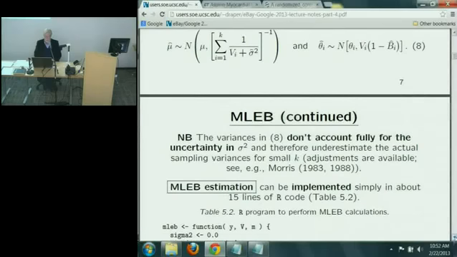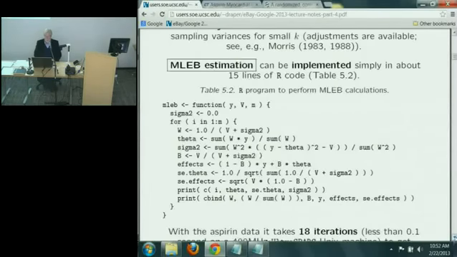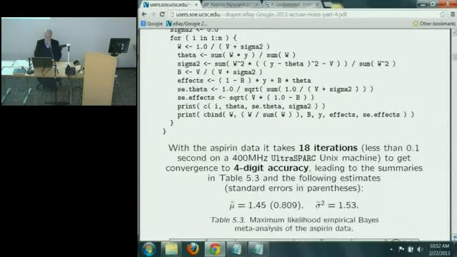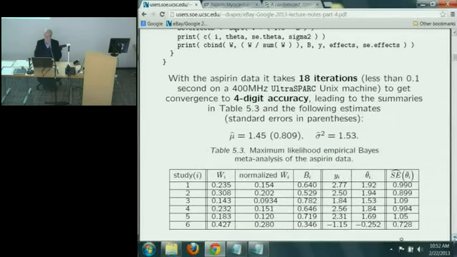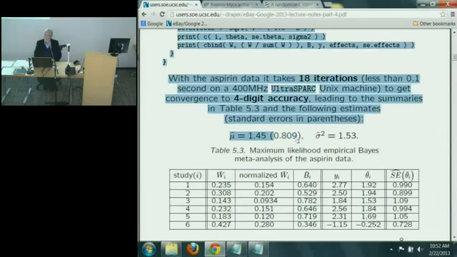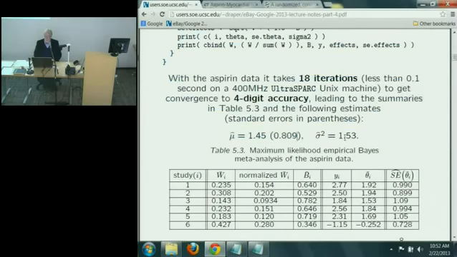So I showed you a little R function that does the so-called maximum likelihood empirical Bayes estimation. We ran it on the data from the aspirin study, and we got an estimated effect of aspirin of an improvement for people's death rate of about 1.45 percentage points, with a rather large standard error in the frequentist world because we have so much between study heterogeneity. In fact, the between study variance with maximum likelihood empirical Bayes was estimated at about 1.53 percentage points squared.